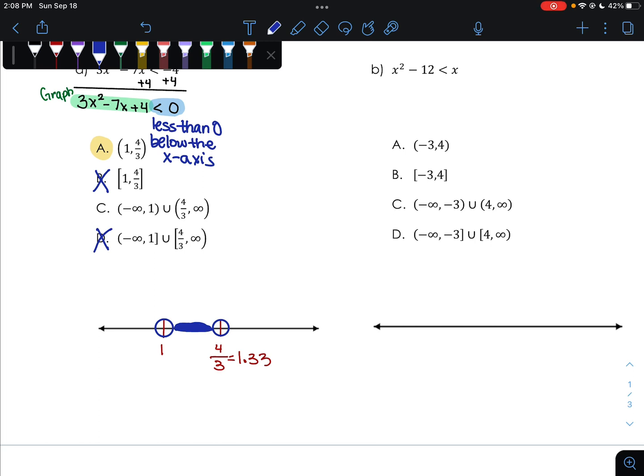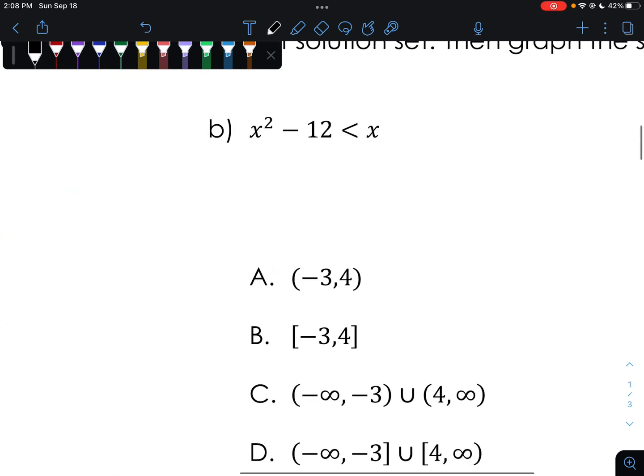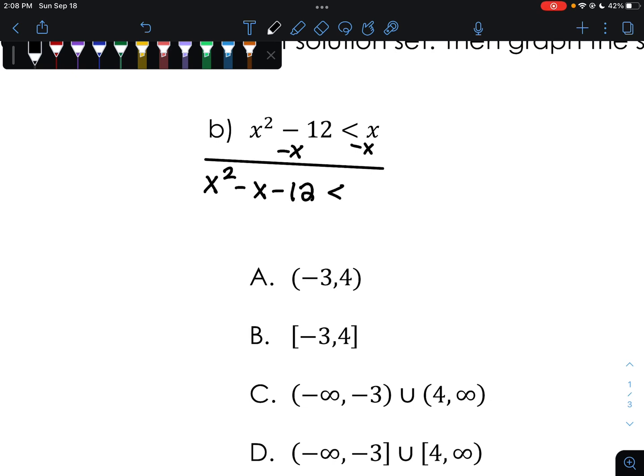Going on to the next part, B, we have x squared minus 12 is less than x. So we are going to start by making sure that we have our whole polynomial on one side and 0 on the other, which means we need to subtract x from both sides. So I get x squared minus x minus 12, because there's no like terms, which is less than 0.